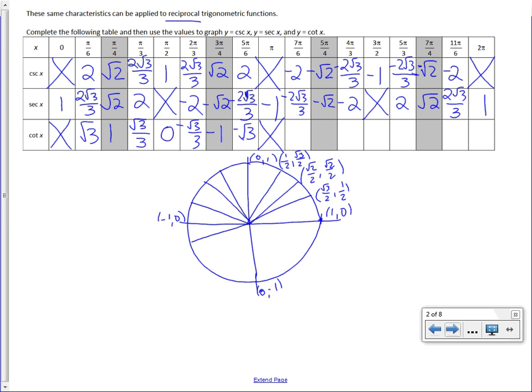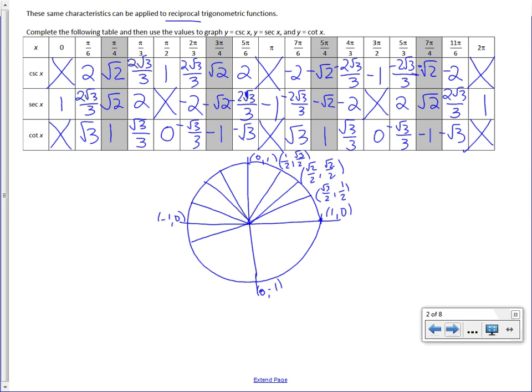If I'm in quadrant 3, what do I know about tangent in quadrant 3? Positive. Quadrant 4. Negative. So is it going to be basically copy paste what we just did in the first half? It's going to be the same. So it'll be root 3, 1, root 3 over 3, 0, negative root 3 over 3, negative 1, negative root 3, undefined. So those are all the numbers. Again, you should be able to do this without touching your calculator. Okay?